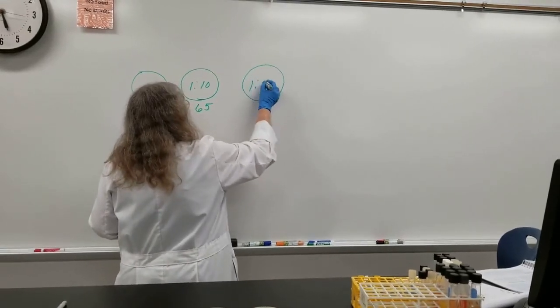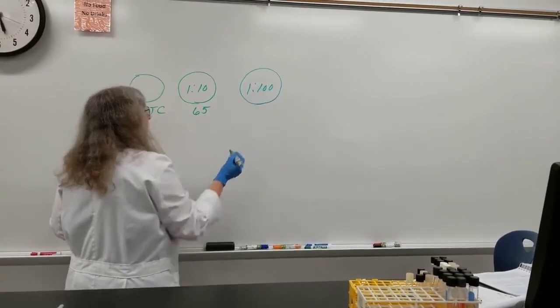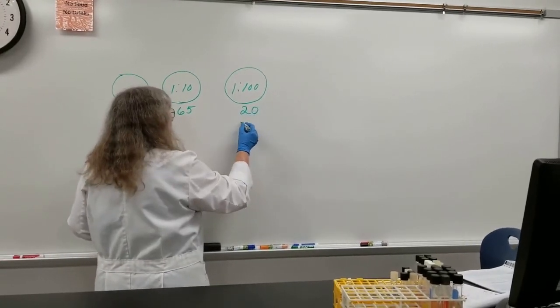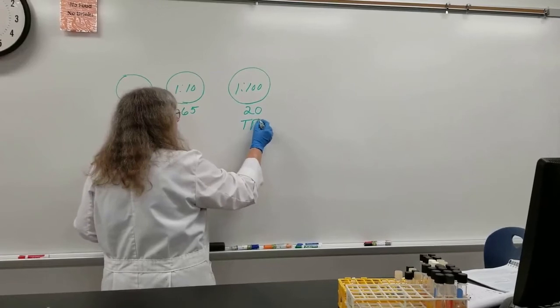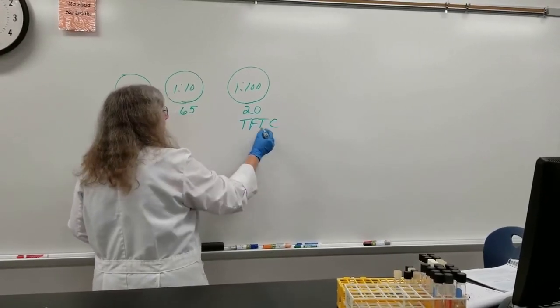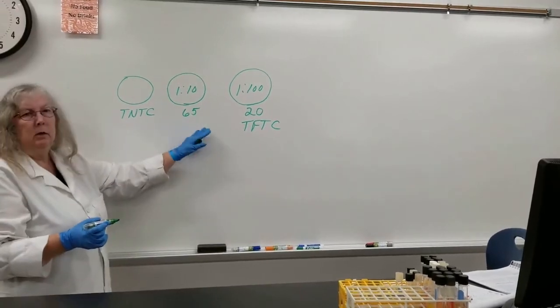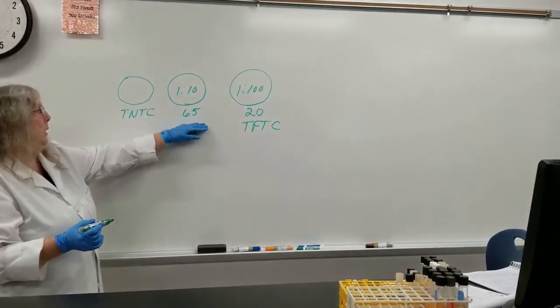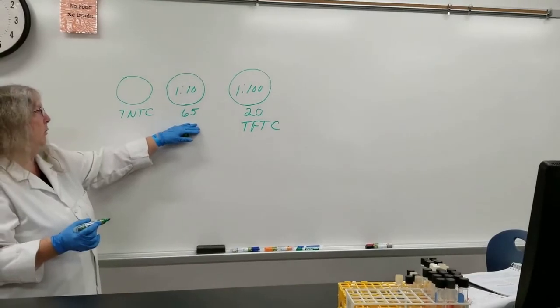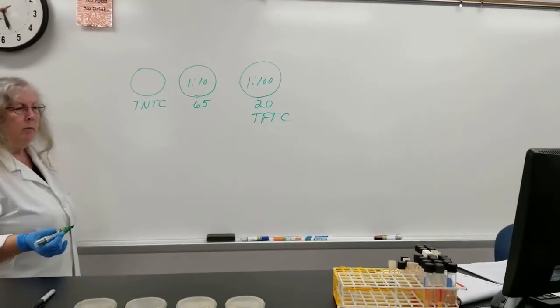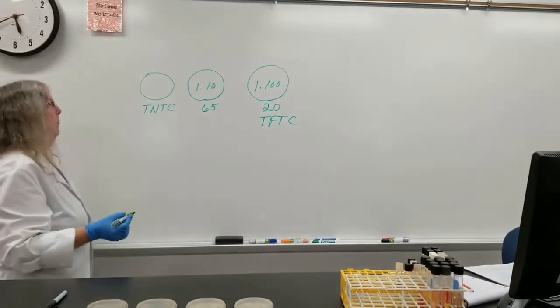The 1 to 100 plate only had 20 colonies on it. This will sometimes be recorded as TFTC, too few to count. It's less than 30. So we were able to hit, with our dilution, this range of between 30 and 300. Well, the ultimate thing was to figure out how much did you have per milliliter?